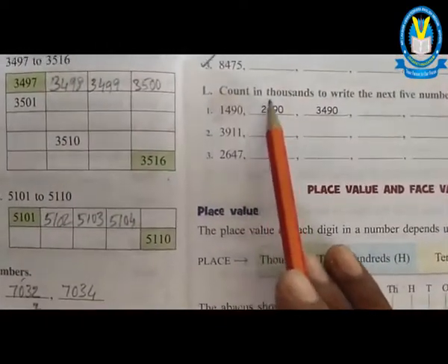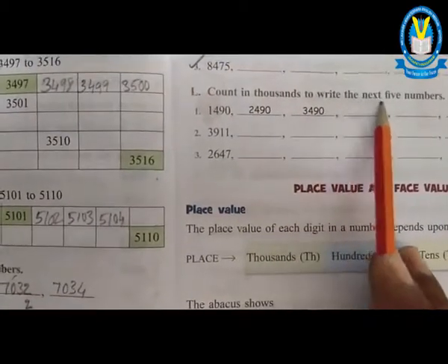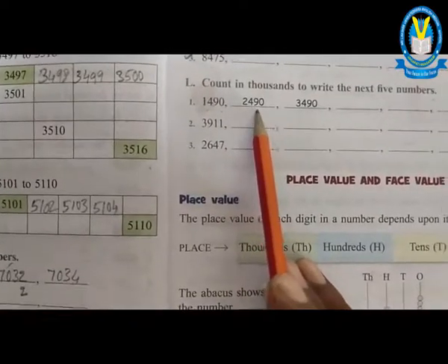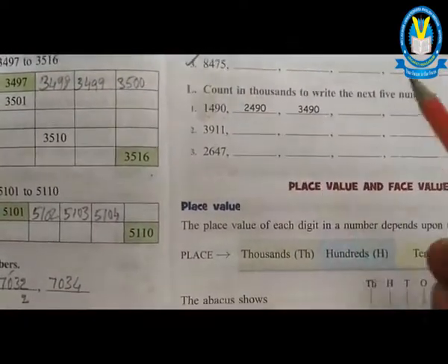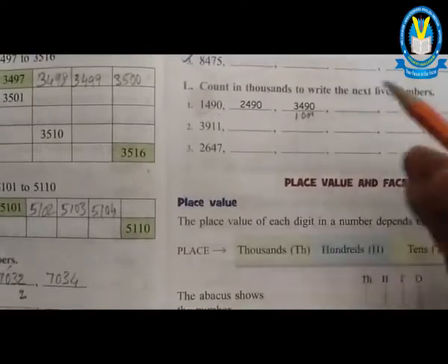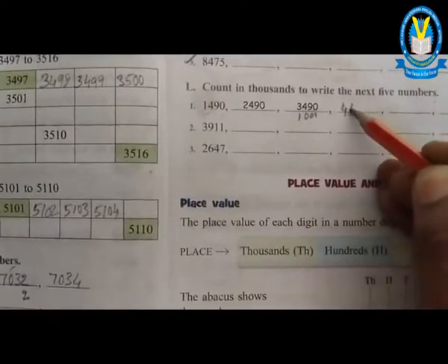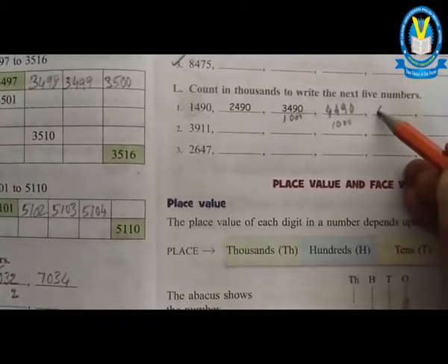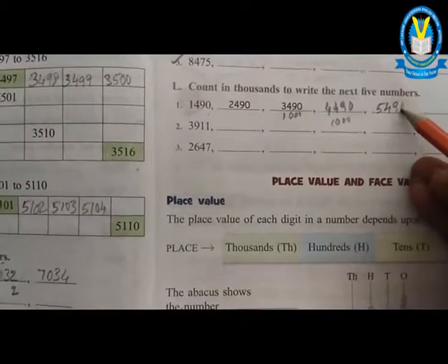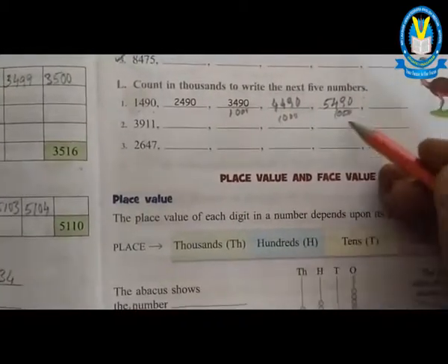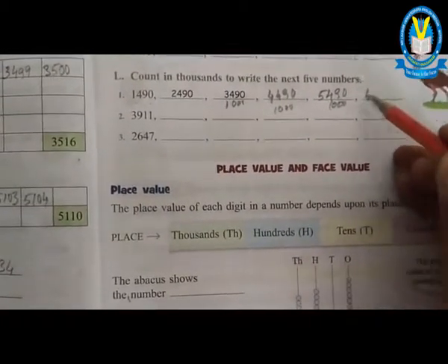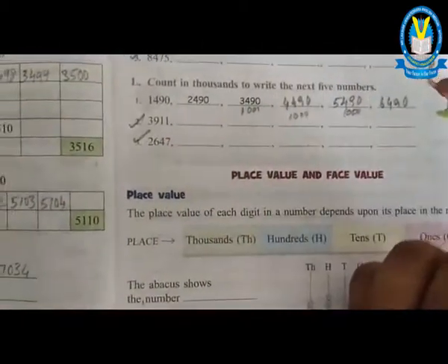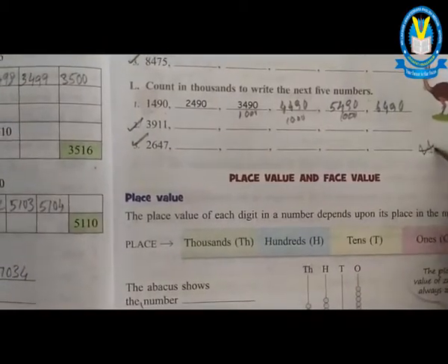See count in thousands to write the next 5 numbers. So 1490, 2490, 3490. So adding 1000 here, so the next number is 4490. Adding 1000 here, so the next number 5490. Adding 1000 here, so the next number 6490. Okay, the remaining 2 are homework. Understand? This one completed part 2.